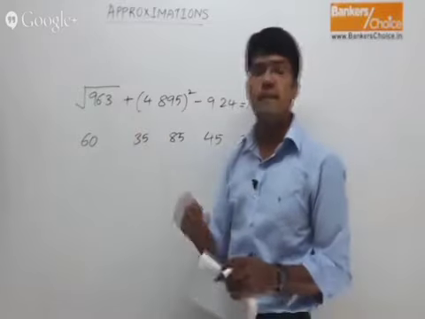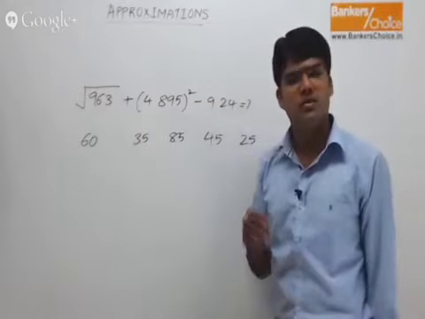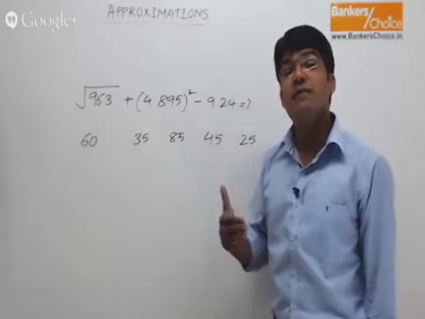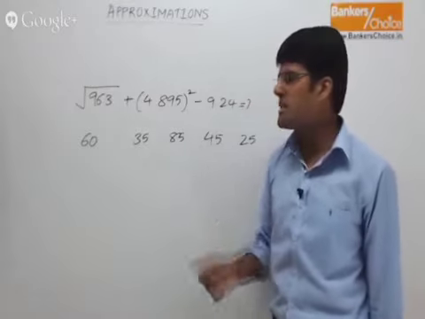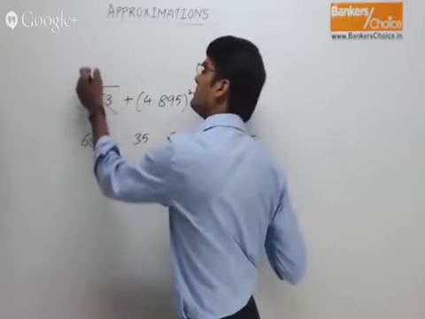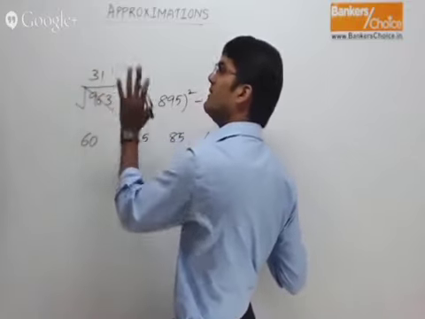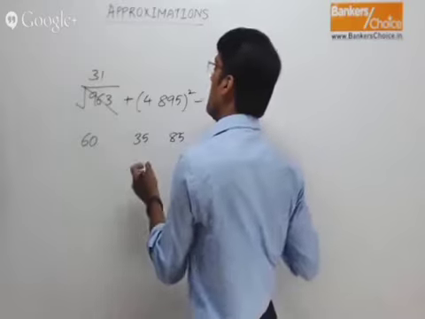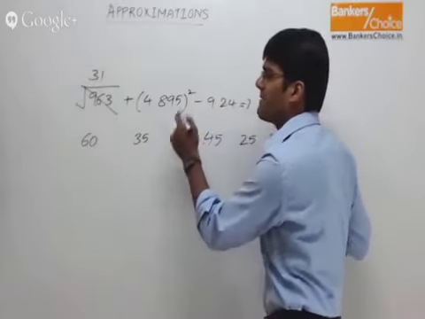What's the square root of 963? Square root of 900 is 30. Square root of 961 is 31. Yes or no? 31 square is 961. So very close to 31. 963 can be taken as close to 31. 4.895, can I take it as 5 approximately?